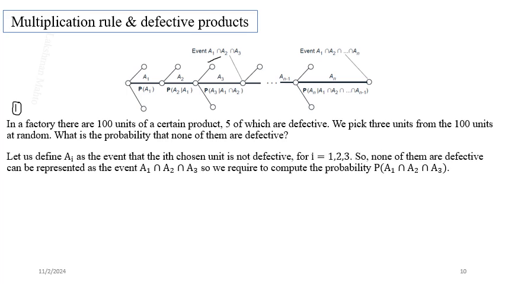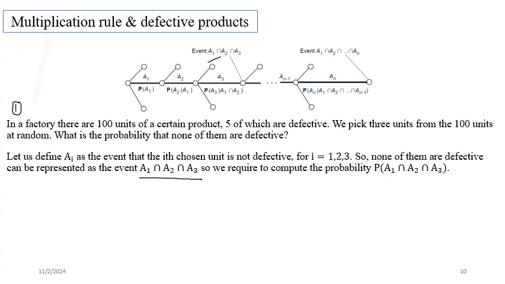How? If you are willing to apply the multiplication rule, we have 3 outcomes now, since we are selecting 3 units. So we have to introduce 3 events. Let us define Ai as the event that the ith chosen unit is not defective, where i takes the value 1, 2 or 3. Now, none of them are defective. What does it mean? We are talking about the joint occurrence of A1, A2 and A3, that means the intersection of A1, A2, A3. So this is our required event, and we are willing to compute its probability.